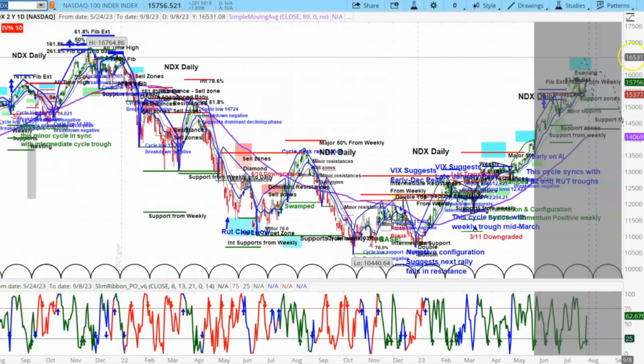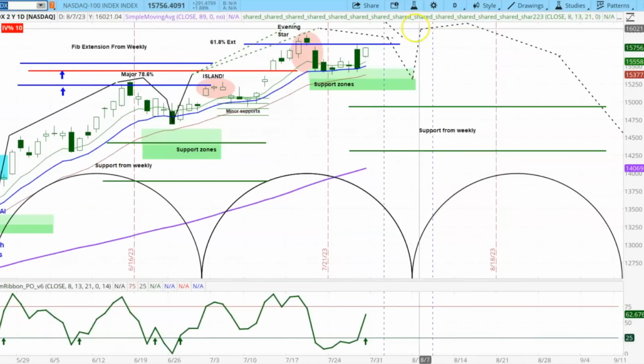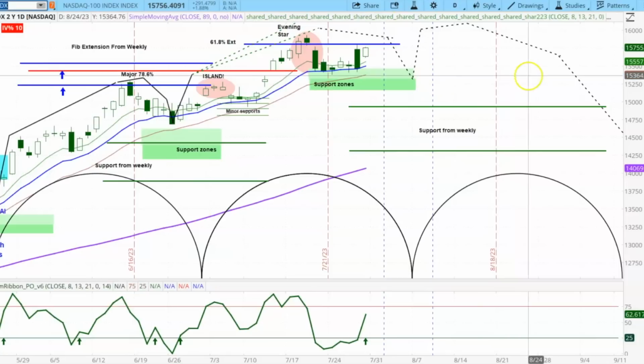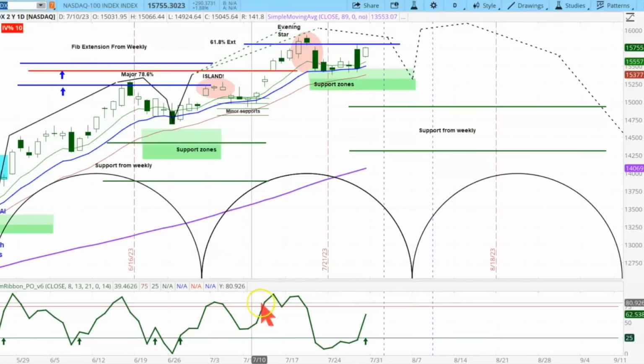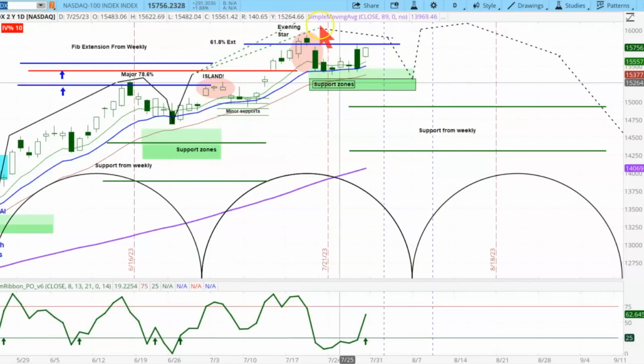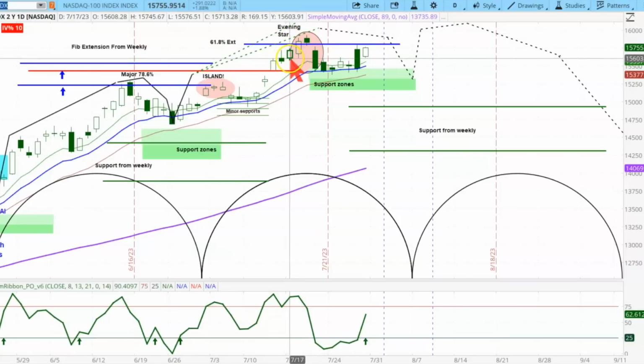Let's take a look at the NASDAQ on this daily chart, and you can see that right in here. It's the same thing. So there was a pretty good reversal that we saw right in there. And the reason the reversals are green in here, for those of you that are not familiar with our charting, is that as long as the slim ribbon is positive and the slim ribbon PO is green, then it will color these in white and green, because it tells us that the conditions in momentum is positive.